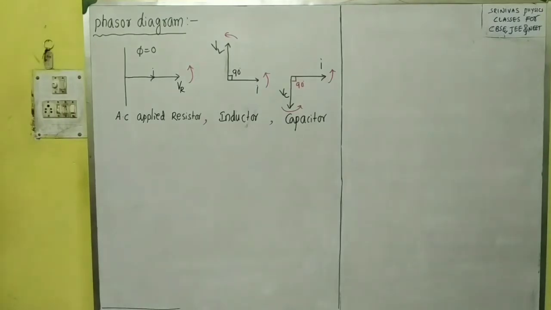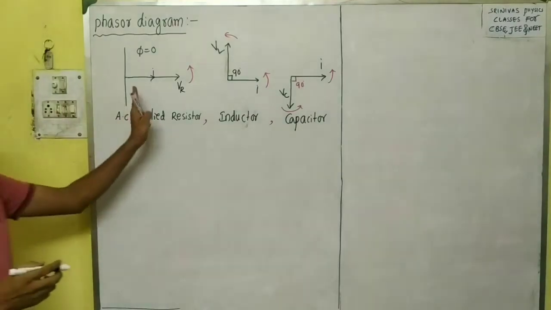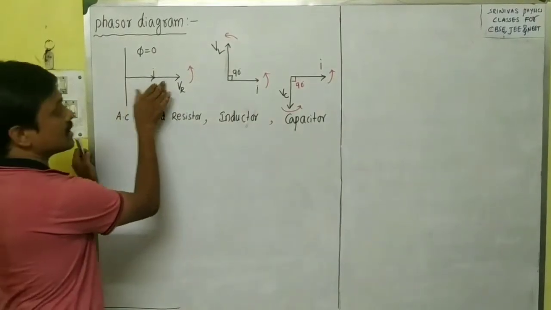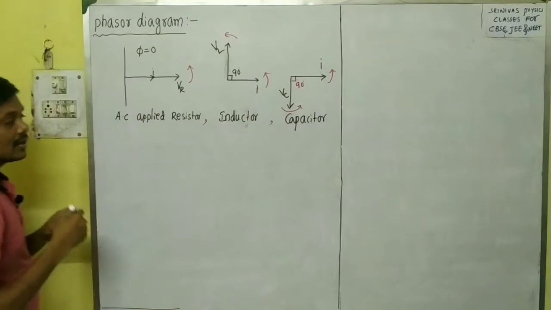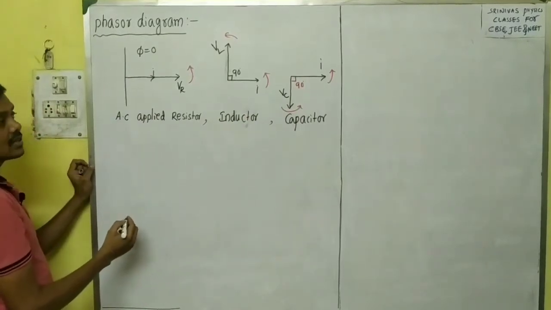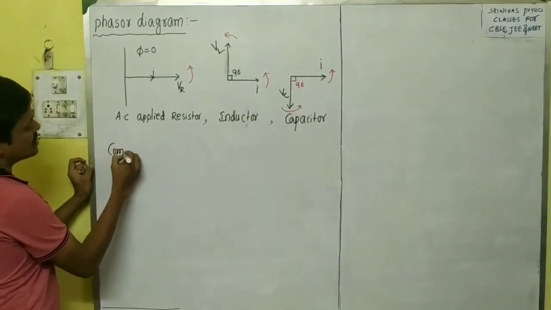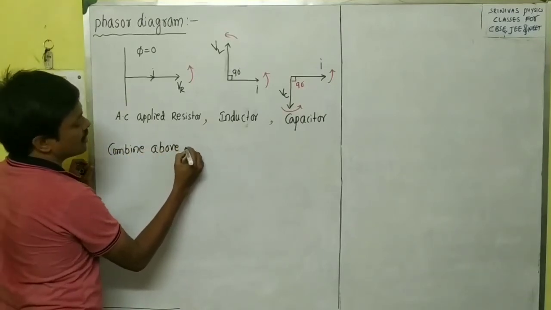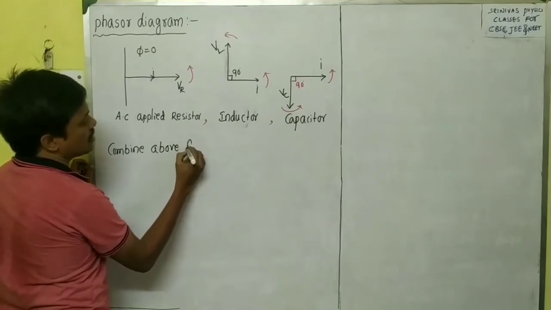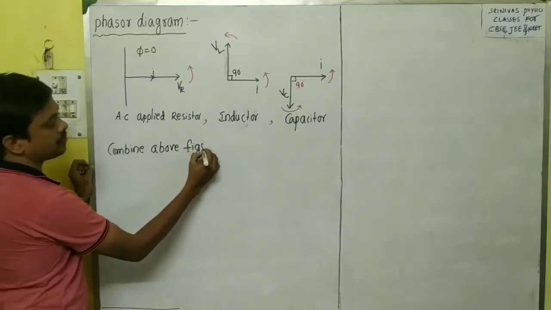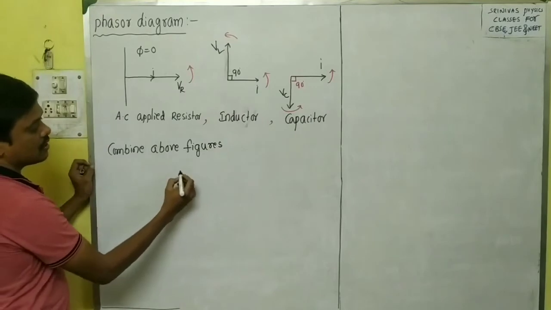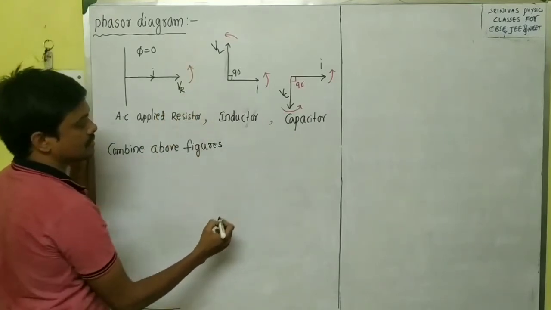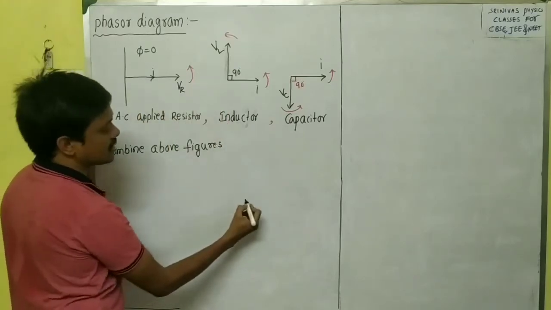Individually we discussed the phasor diagrams, and we have to combine all these things. In the LCR circuit, the resistor is there, the inductor is there, the capacitor is there, right? We have to combine the above figures. When we combine the above figures, what will you get? Right? If we have only a resistor, we will get like this.